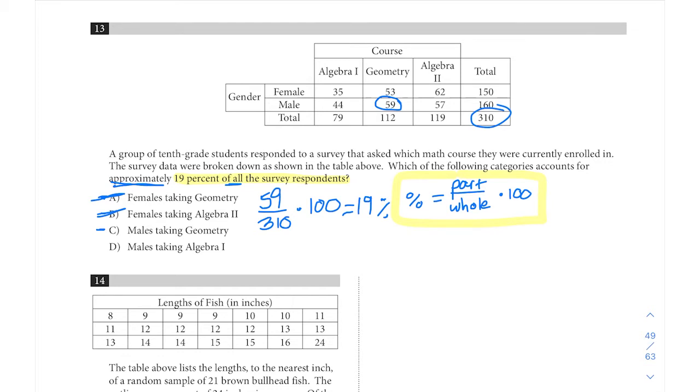But just to be doubly sure, let's do one last calculation here. Let's make sure if we do males taking algebra 1, so that would be 44. And if we do 44 out of 310, let's see if we get something that is even closer, or 19 on the dot, and we don't. That comes out to 14.2%. So that's not it. We can say confidently that it is answer choice C, and just to rewrite that calculation, that's going to be 59 over 310, and that comes out to 19, and that's our answer here.